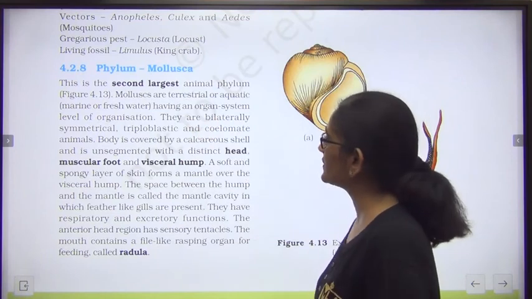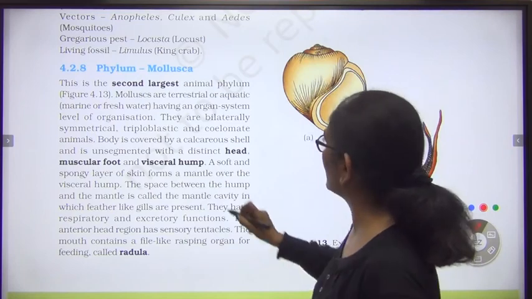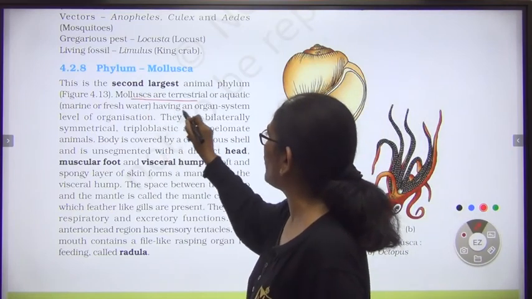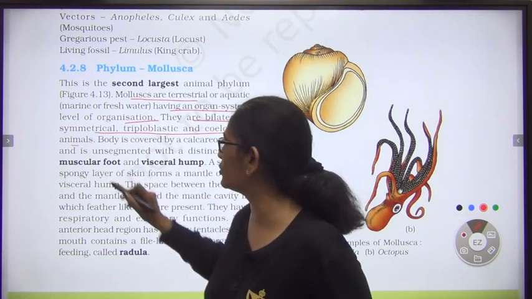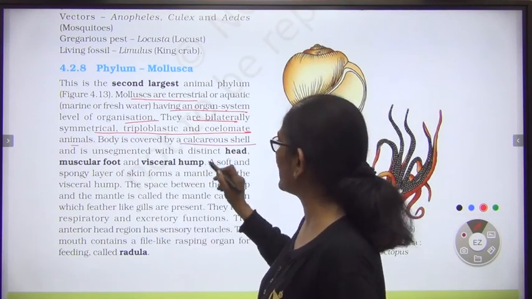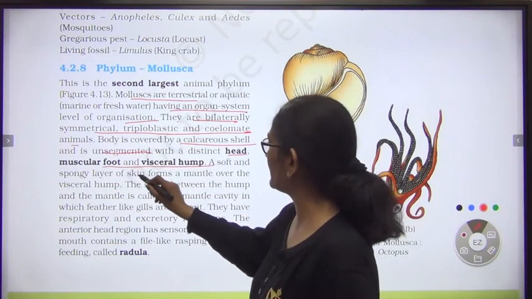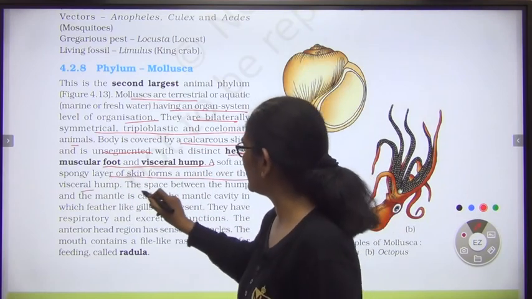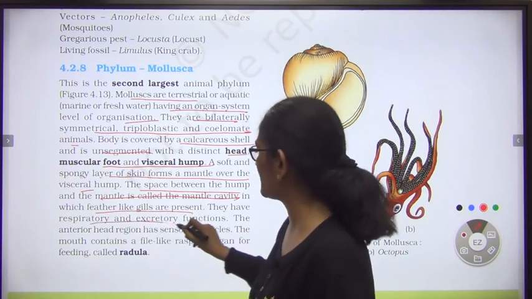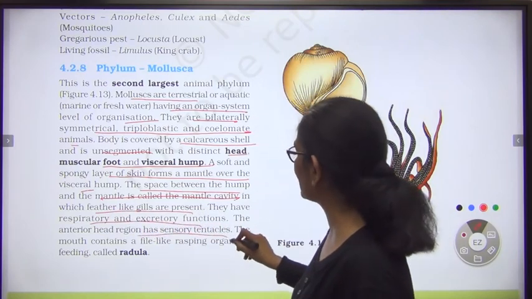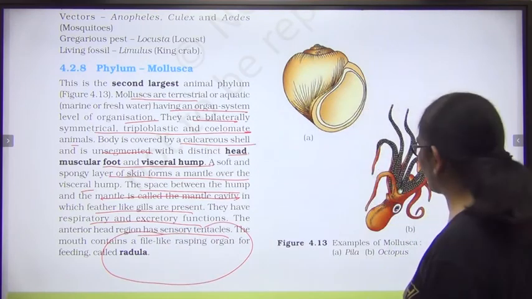They are the second largest. They are mostly aquatic, marine or freshwater, but some of them may be terrestrial. They have organ system level of organization, bilaterally symmetrical, triploblastic, coelomate. This you know. Body is covered by calcareous shell. Body is unsegmented, head, muscular foot, hump. Soft layer is found between the two. This space is called the mantle cavity. This contains gills, which are used for both respiration and excretion. The head has sensory tentacles. The mouth has a spine-like rasping organ called radula.